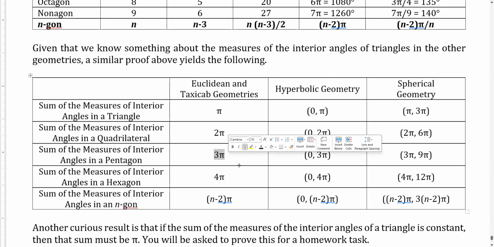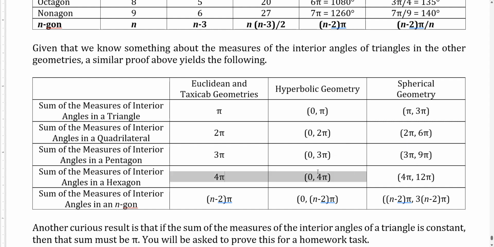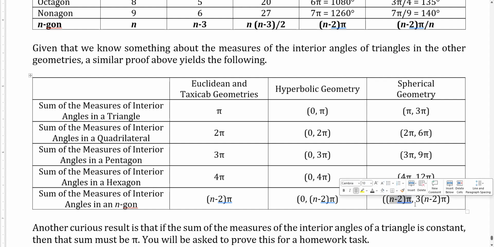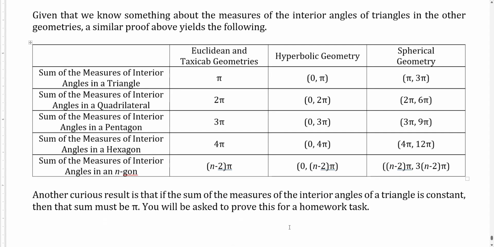For pentagons, we just saw it's 3 pi for taxicab and Euclidean, less than that for hyperbolic, more than that for spherical, and so forth. Or in general, n minus 2 times pi for taxicab and Euclidean geometries, between 0 and n minus 2 times pi exclusively for hyperbolic, bigger than n minus 2 times pi and up to 3 times that for spherical geometry.